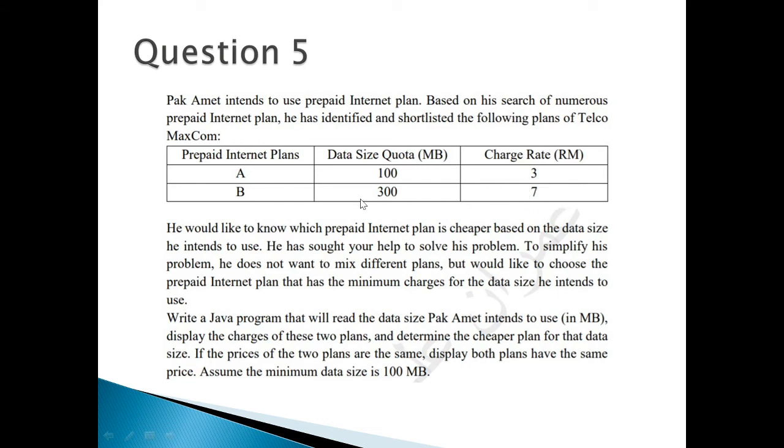Clear? So you need to make a comparison. When making the comparison, which one is cheaper? Either plan A is cheaper, or plan B is cheaper, or maybe both plans are the same at a certain data size. So what will be your input? The input will be the megabytes entered. So enter a megabyte amount, calculate the charge rate, and then compare which one is cheaper.